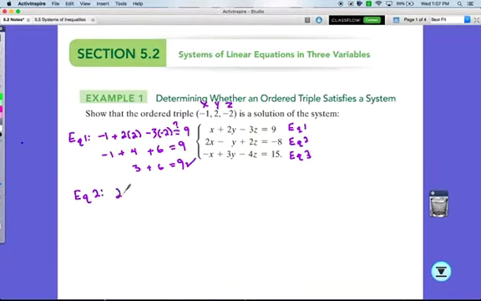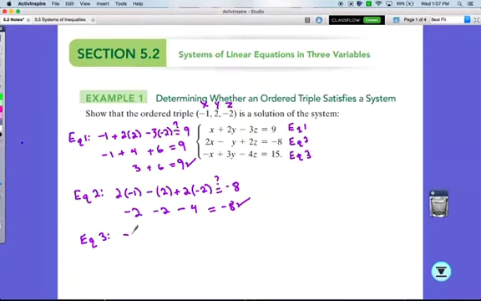2 times the negative 1 minus the y value of 2 plus 2 times the proposed solution z value of negative 2, is that negative 8? Well, that gives me negative 2 minus 2, and then 2 times negative 2 is negative 4, and that does in fact give me negative 8, so it works out. We've got to make sure it works in all three equations, so let's try equation 3.